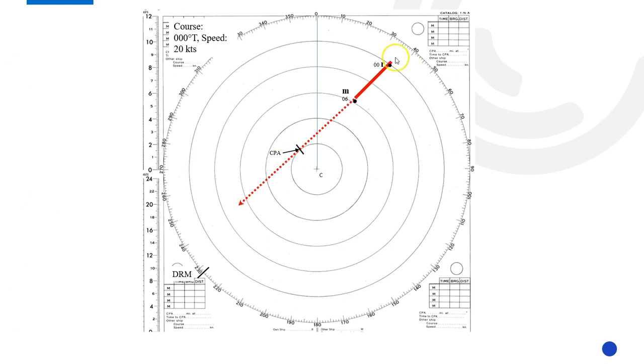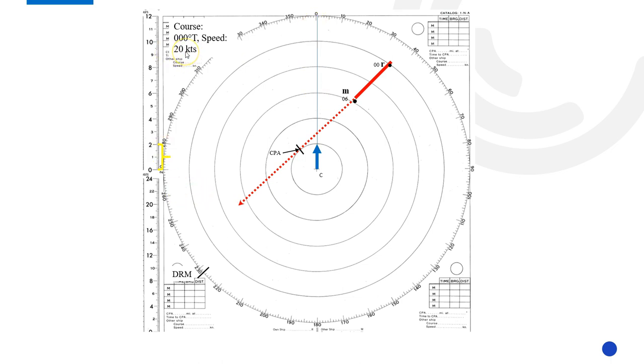so let's say you had a target at this range and bearing at time 0, R, and then a second range and bearing at M. So this would be your relative motion line, and the CPA would be a 90-degree angle from your relative motion line to the center, right? And let's say here we're making 20 knots, and we're going 000. So there's our heading line.